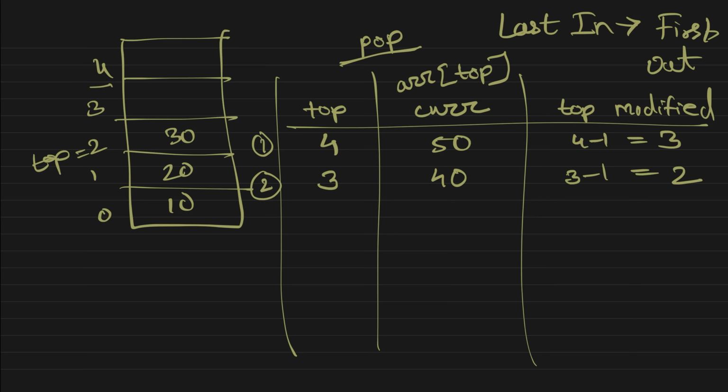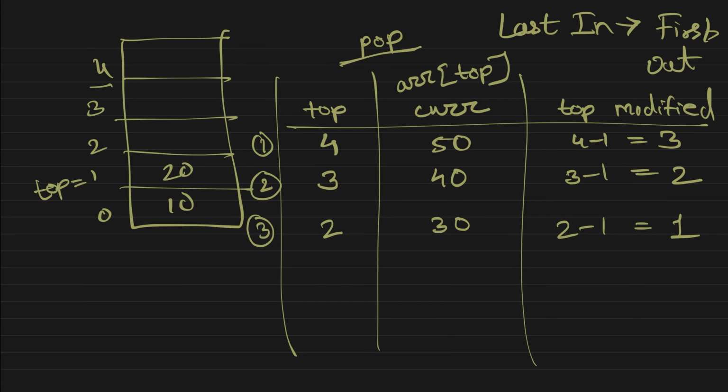In the third iteration, my current top value would be 2 and the current element would be 30, and my top modified value would be 2 minus 1, which is equal to 1, right? So this 30 would get removed from here, and this top would now point to 1.